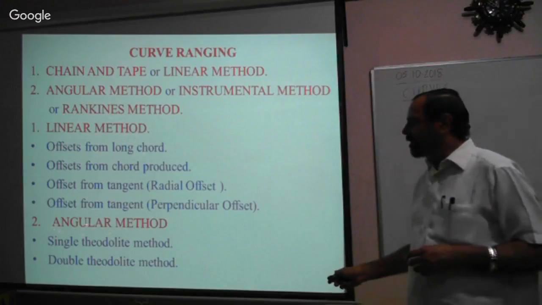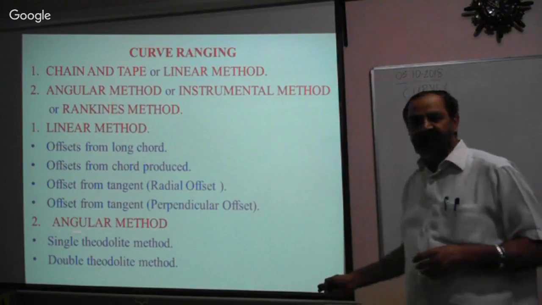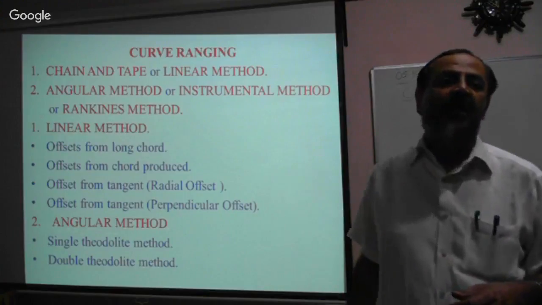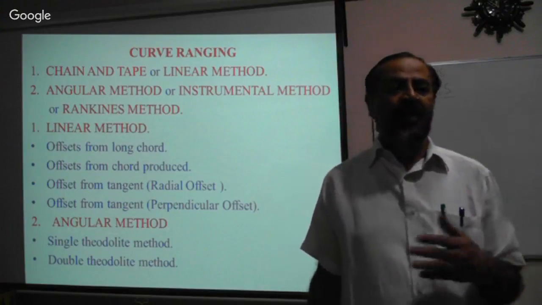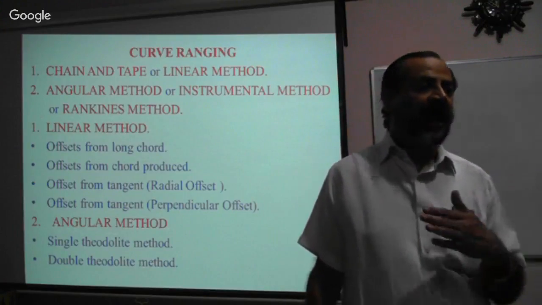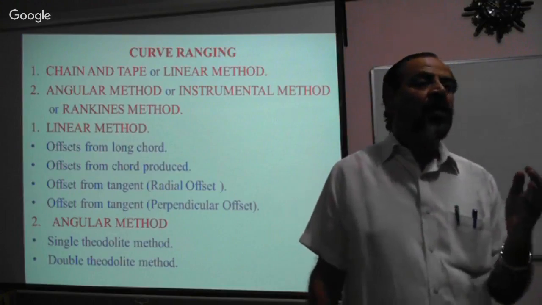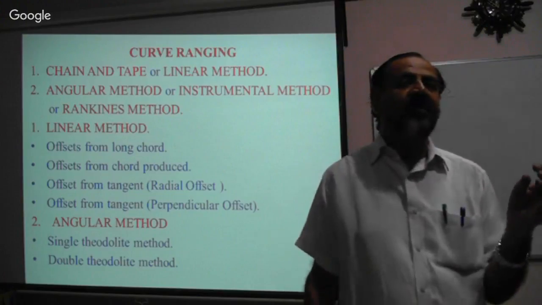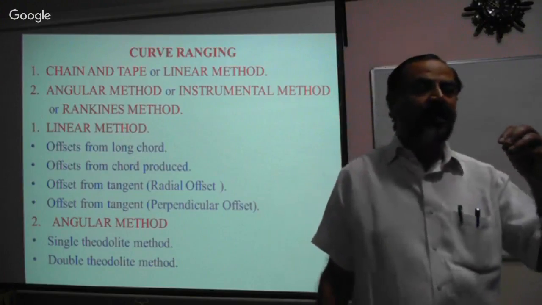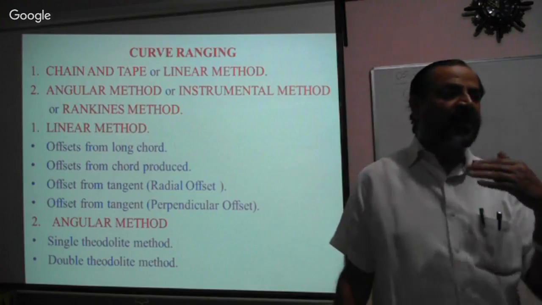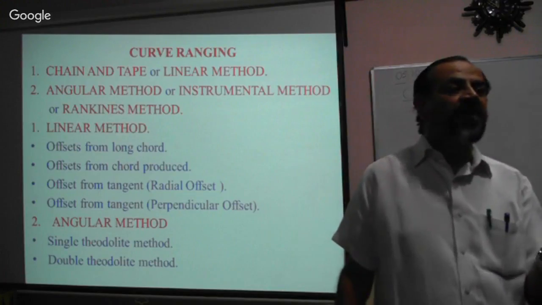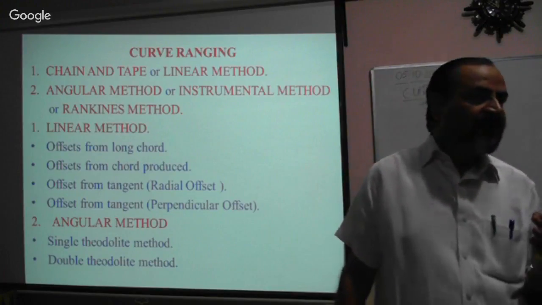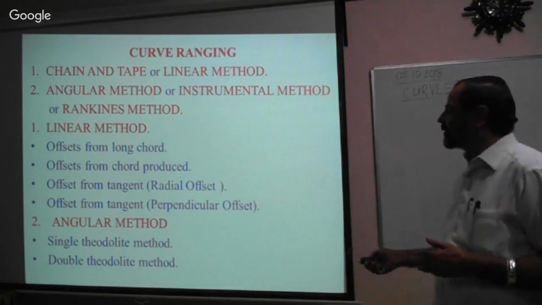Similarly, another method is called the angular method. The angular method means the tangential angle method, employing the theodolite by measuring the angles. Therefore, what are the data to be calculated, and which curve will be transferred from paper to the field by which method? We will discuss one by one. Let us see.